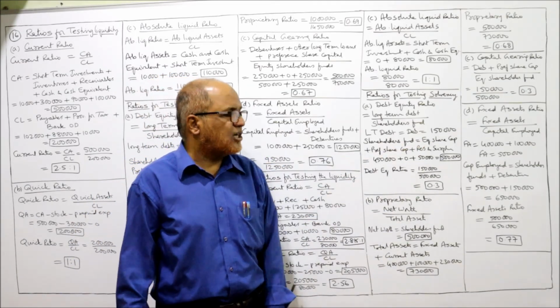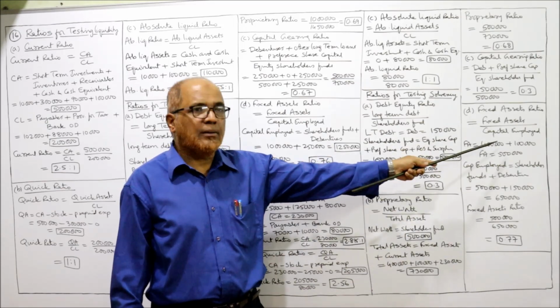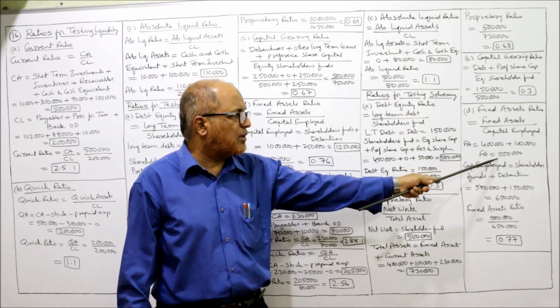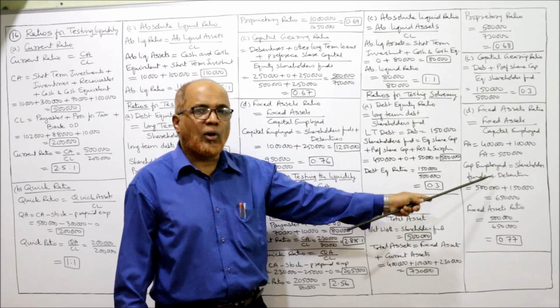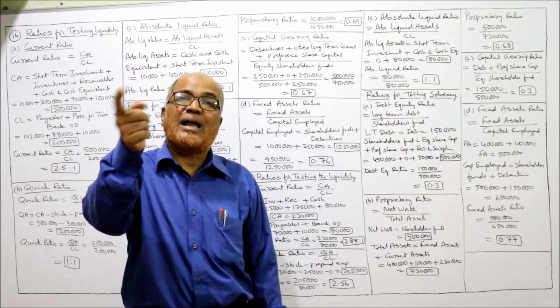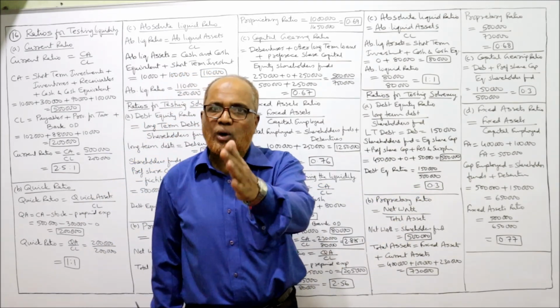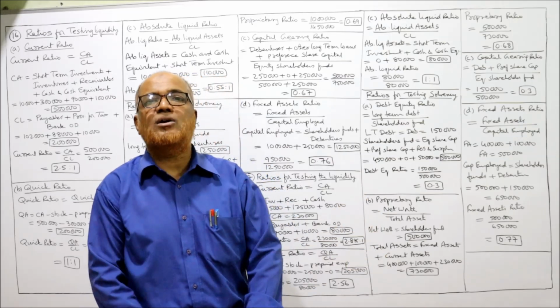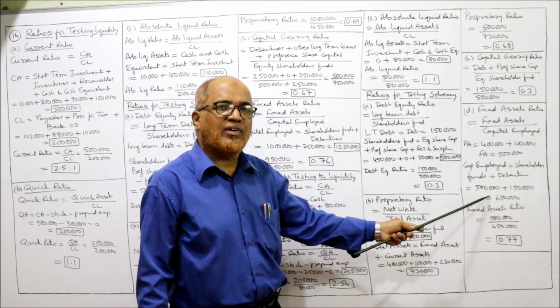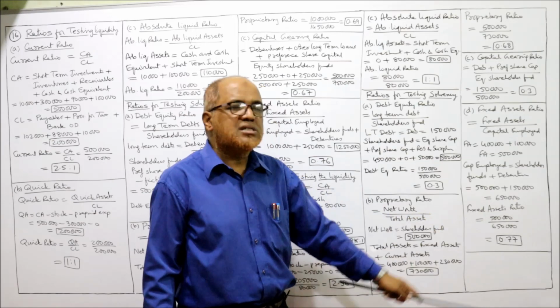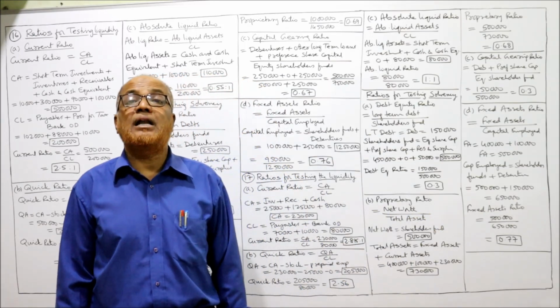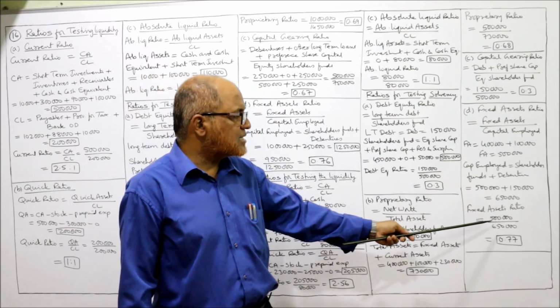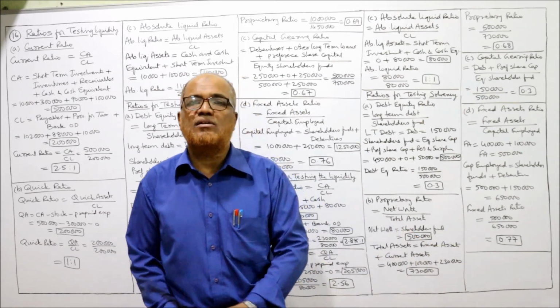Next one is fixed assets ratio: fixed assets by capital employed. Fixed assets, tangible and intangible, are 5 lakh. Capital employed means shareholders fund plus debentures. So shareholders fund 5 lakh, debentures 1,50,000, making 6,50,000 the capital employed. So the fixed assets ratio is 5 lakh by 6,50,000, 0.77.